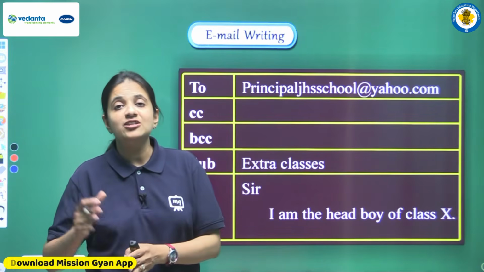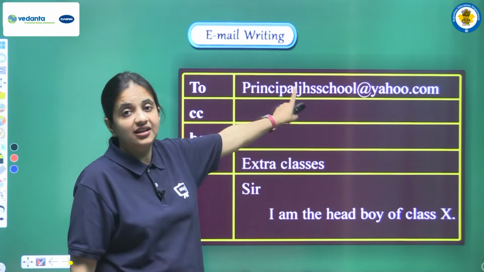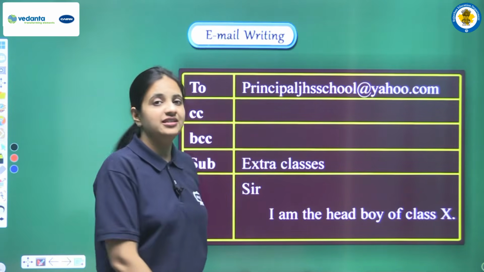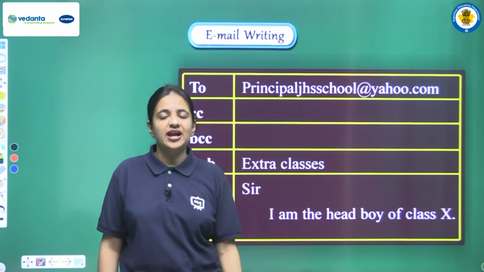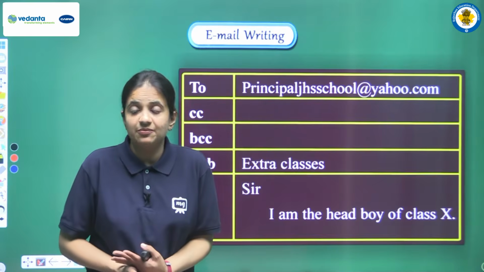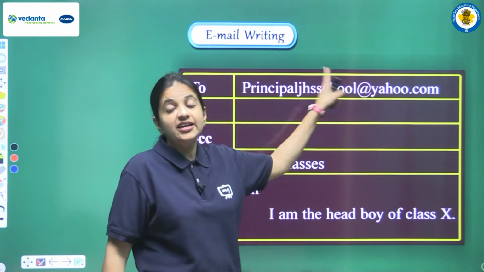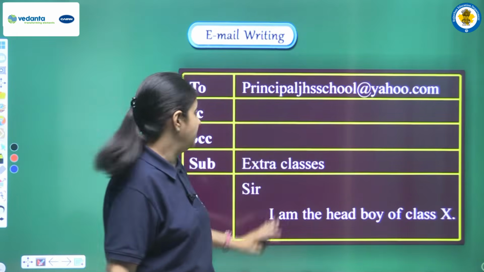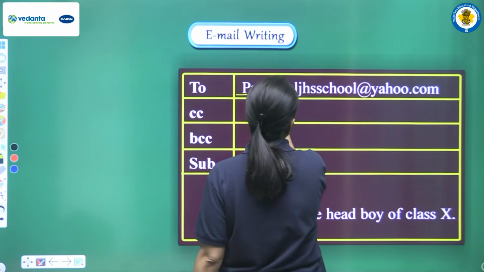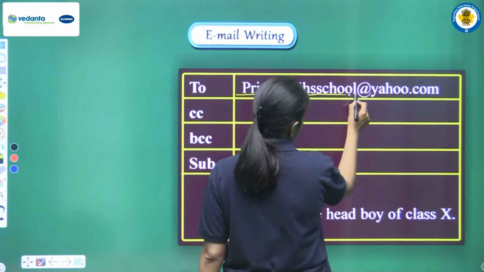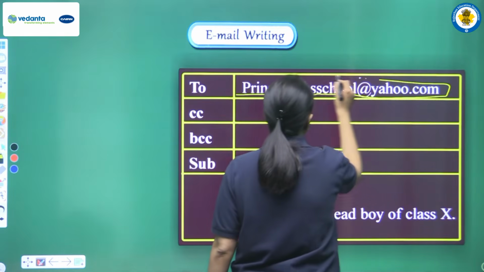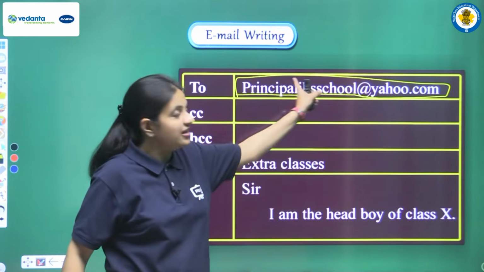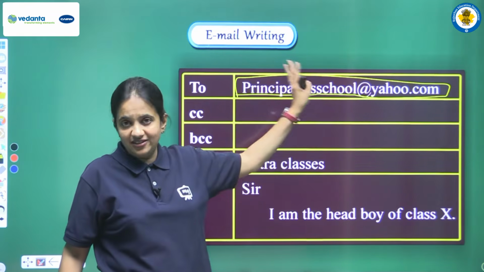So the email address of that person should be there in this space. Here, according to the question, we have to write the email to our school principal, right? So we are writing the email address of our principal. Let's see how we can write it. Here we are writing principal jsschool@yahoo.com. So in this manner you have to write the email address.